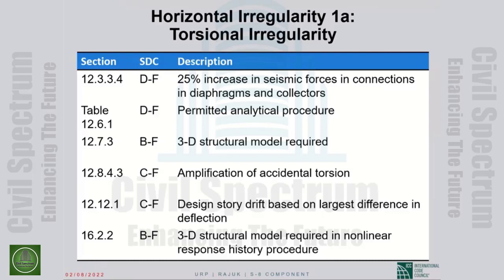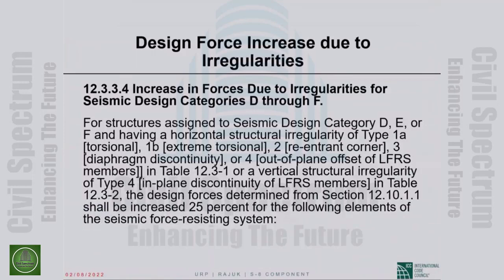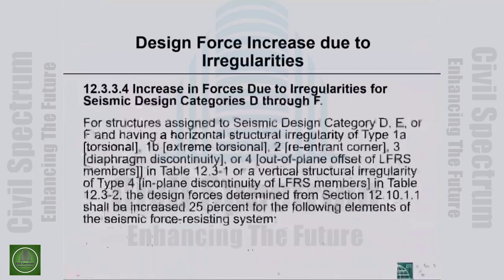The permitted analytical procedure. Let us go one by one. I think I have elaboration on everything. So the first one, let us look at the details. I think it is right here. Okay, D through F. So this is the section. 12334 is the section that we are being asked to go to if we have torsional irregularity type 1A. So this is in detail.